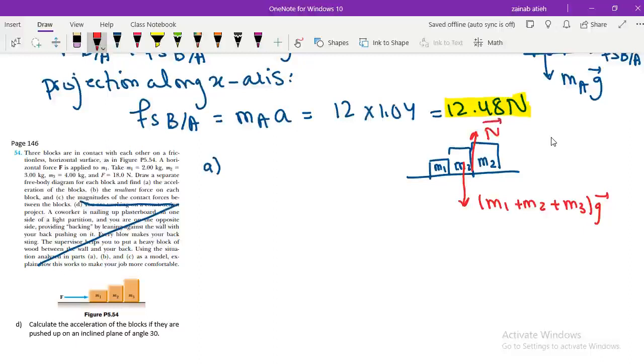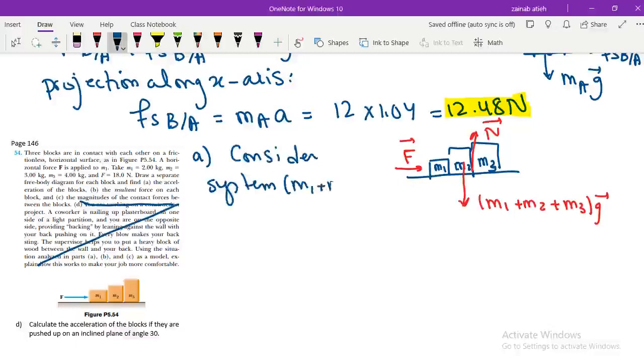We have F, which is pushing M1. This is an external force. We have no friction with the ground, so I'm not going to draw it. The forces exerted by one block on the other are considered as internal forces if I'm going to study the whole system altogether. So I'm not going to take them into account when I apply Newton's second law. So let's consider the system M1 plus M2 plus M3, and let's apply Newton's second law.